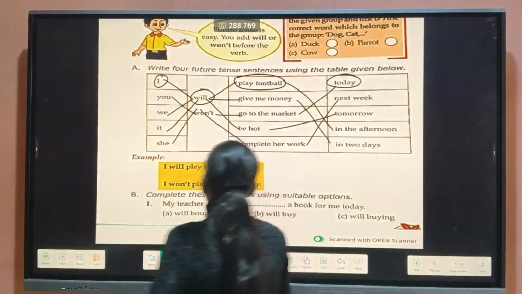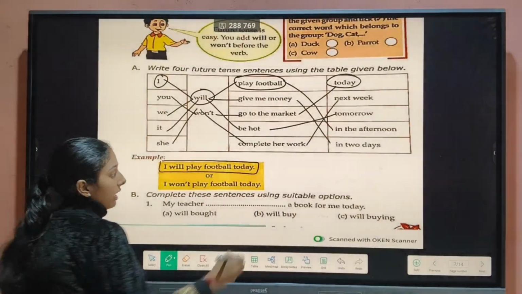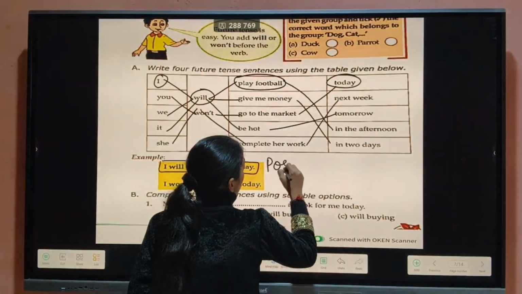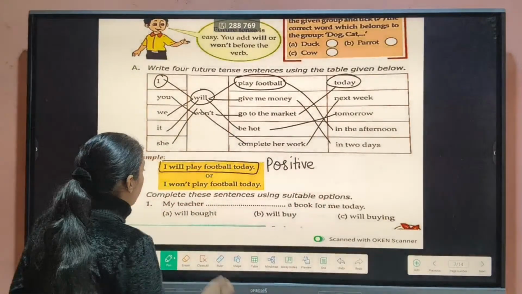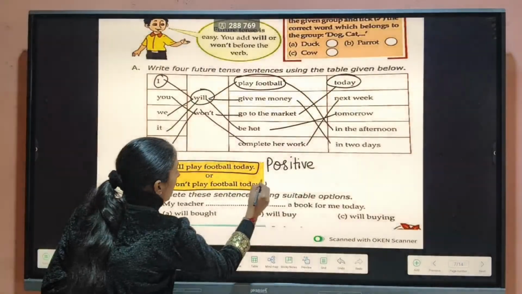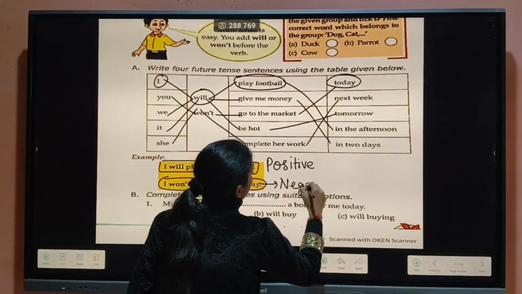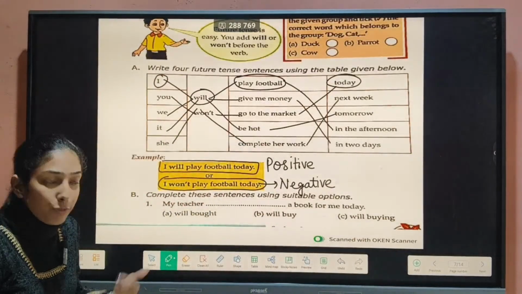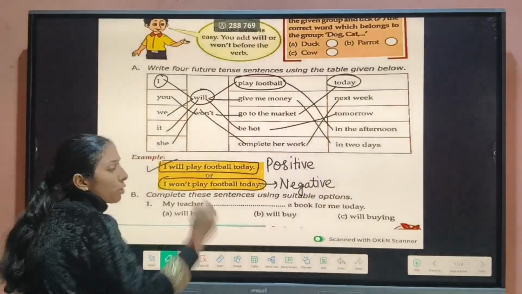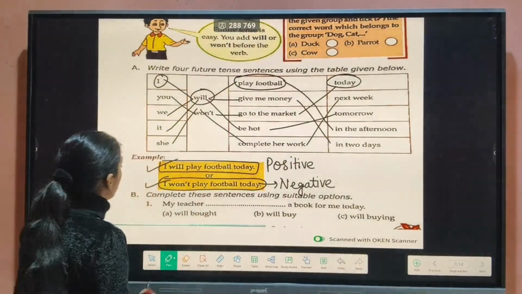Now see here, I will play football today. It is a positive sentence, because not is not there. I won't play football today. It is a negative sentence. Both are in future tense. I will play football today and I won't play football today.